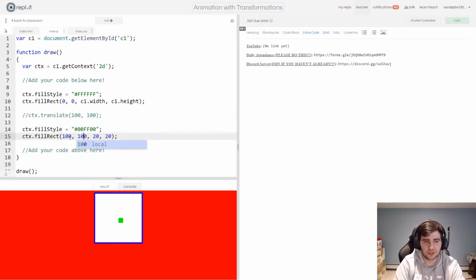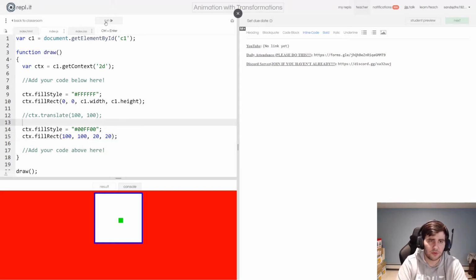And I'm actually just going to change the x and y values of my fill rect so that this shape is actually here. Now this shape was here before because it should have been at 0, 0, but that translation of 100 in the x and 100 in the y moved it 100x over and 100y down. So now if we run this, we should have the same image but without translation.